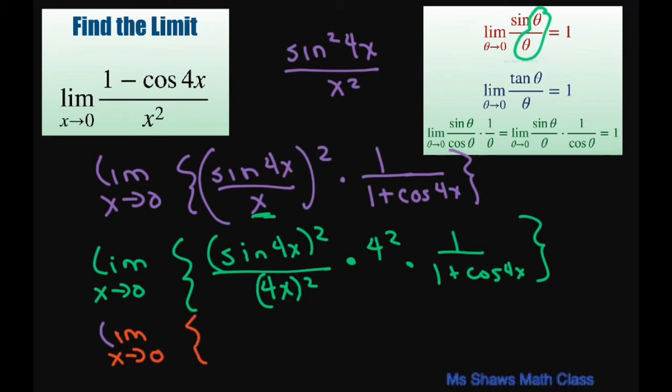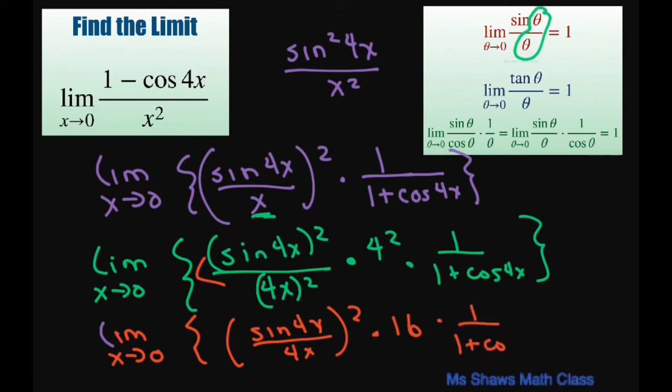I'll write this a little better. Sine of 4x divided by 4x, squared. These two are equivalent, I just split it up here. Times 16 times 1 divided by 1 plus cosine of 4x. Now, we already know that this equals 1 because my theta here is 4x. Since my thetas match, that's 1.